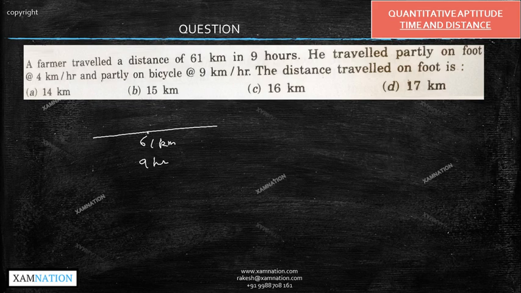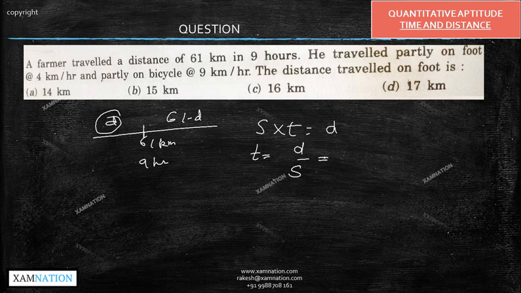All right, so let's say some distance d is traveled on foot at 4 kilometers per hour, and 61 minus d is on bicycle at 9 kilometers per hour. So we need to find the distance traveled on foot, which is d. From the formula we know that speed times time equals distance, so time equals distance by speed.